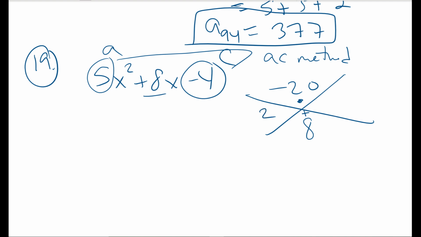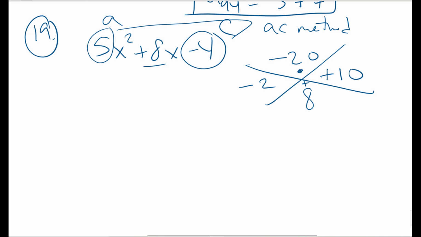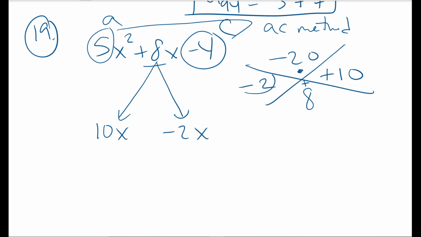2 and 10. But it'd be negative 2 and positive 10. So that multiplies to negative 20, but adds up to positive 8. So now next you want to take those two numbers, negative 2 and positive 10, and split the middle term into those two numbers. So we're going to split it into 10x and negative 2x, which are these two numbers that we used. It doesn't matter if you did negative 2x first and then positive 10x. It doesn't matter. You just have to split it into both of those. Remember to include the x.